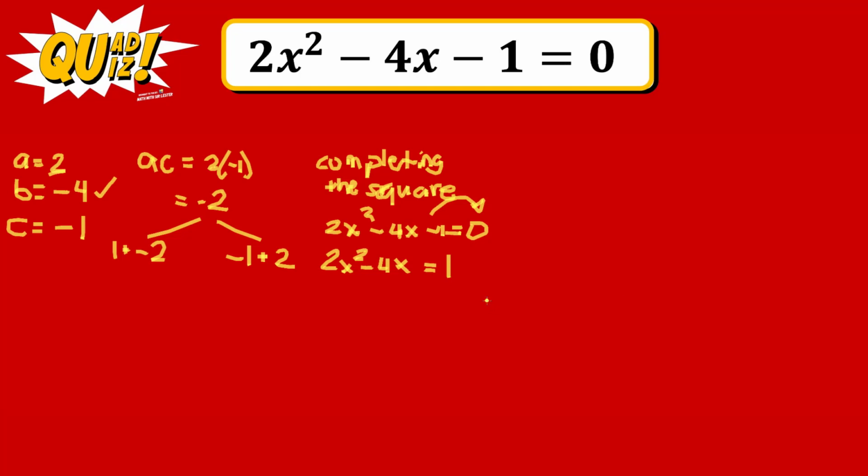Before we could proceed with finding the appropriate constant that will make this left hand side a perfect square trinomial, we need to divide all terms here by 2. Why 2? Because our coefficient of a here is 2. If it's 3, then we divide it by 3. If it's 5, we divide it by 5. So you will have here x squared minus 2x is equal to 1/2.